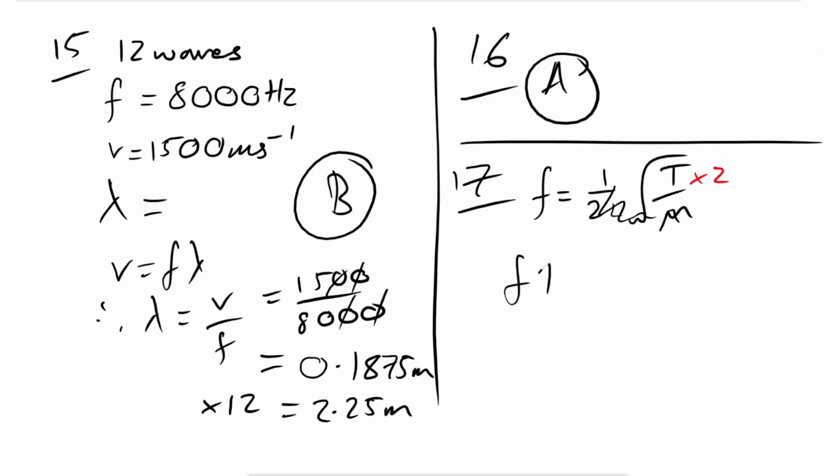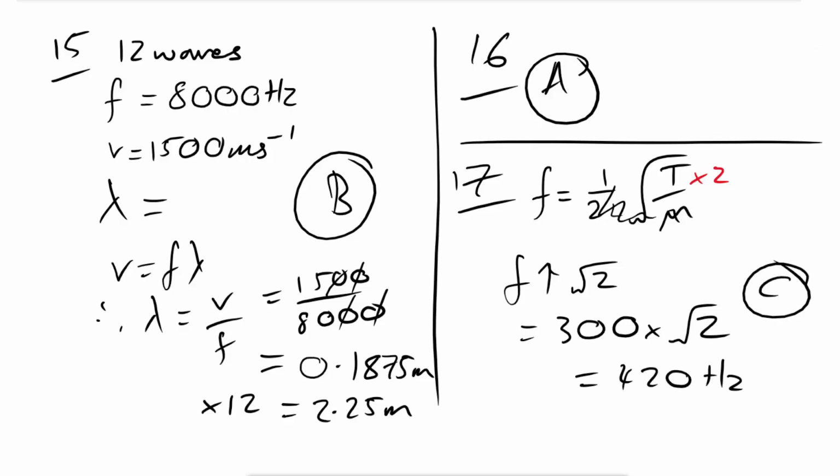Therefore, frequency is going to go up by a factor of √2. Therefore, that's going to be 300 times √2. And that gives us, to 2 sig figs, 420 Hz. So the answer is C.